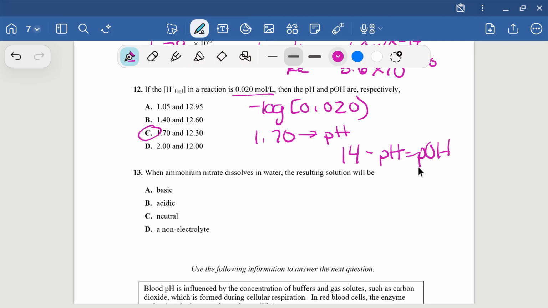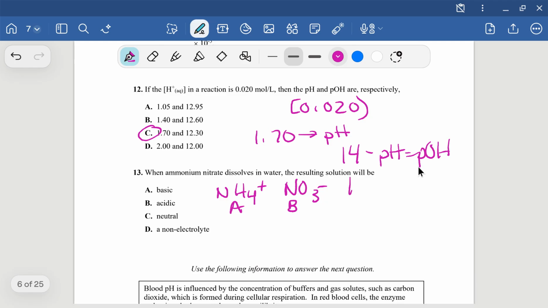Question number 13, having ammonium nitrate dissolve in water. If you take a look at what's present, we have NH4 positive, NO3 negative, so an acid, a base, and you have water present as well. In this, your strongest acid is going to be the ammonium ion, and your strongest base is going to be the water. So when we're doing this, because we don't see this one here, we'll only have that acid present, your solution will be acidic.